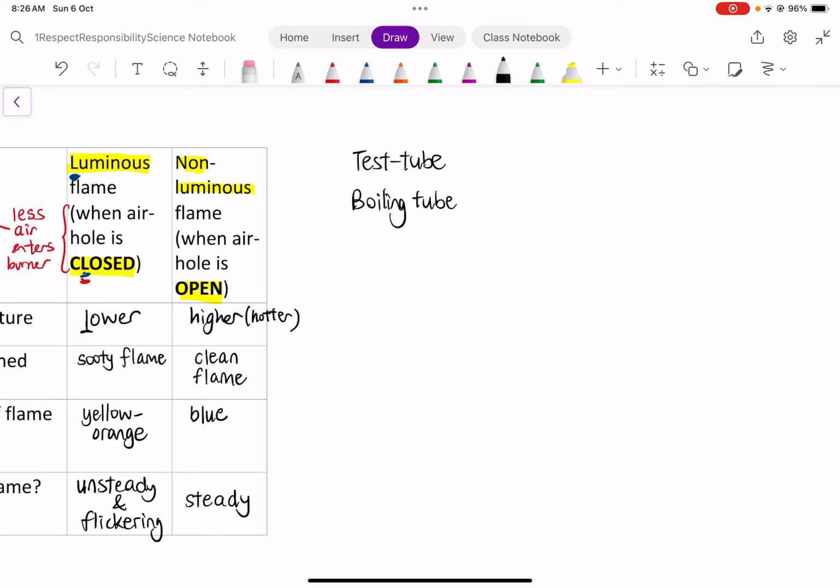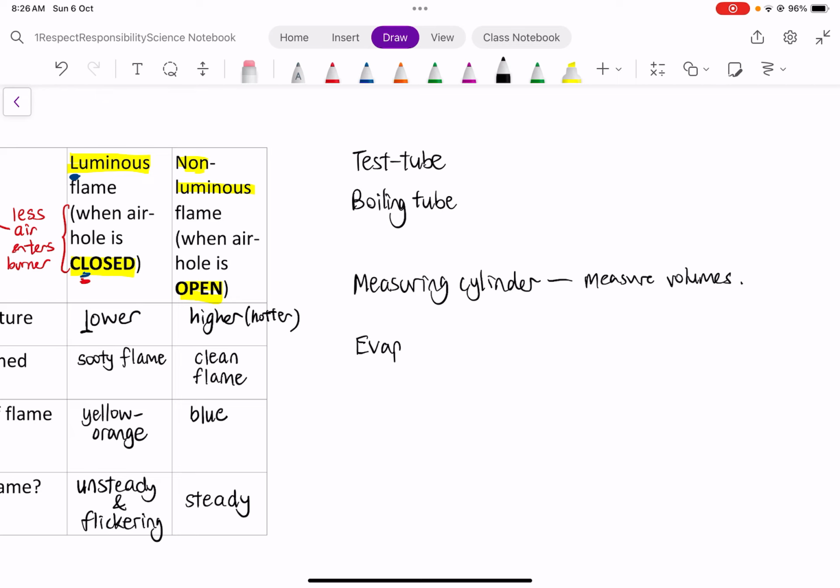Next, we have our measuring cylinders. Measuring cylinders measure volumes. So let's say if I wanted to measure 15 cm cube of water, I would use the measuring cylinder to measure 15 cm cube. Okay?